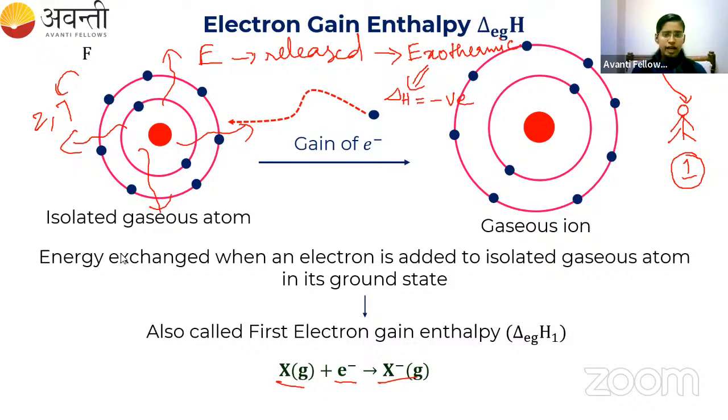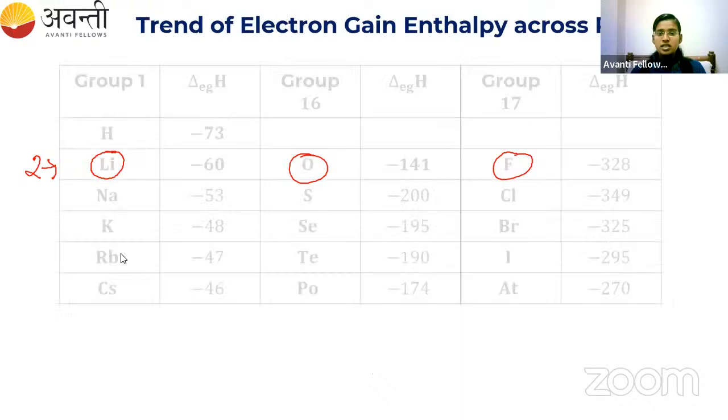It is just the opposite of ionization enthalpy. That is endothermic because energy is absorbed. Here it is exothermic because energy is released from the atom. There it is positive and here it is negative. This negative sign denotes that the energy is getting released. That's all.